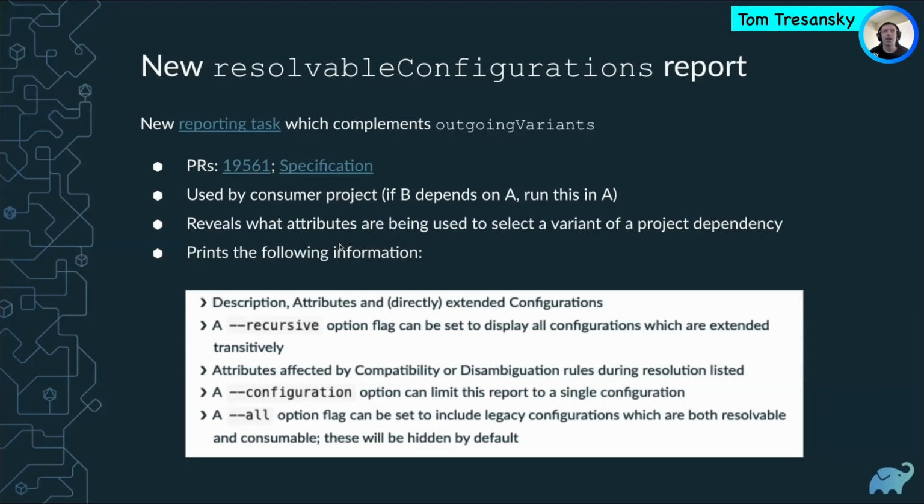This is a new report that we added called the Resolvable configurations report. This is the complement of the outgoing variants report. In that producer-consumer scenario, this is a report you would run on the consumer side, and it would give you similar information: what attributes are on the configurations that I'm trying to resolve. By running these two reports together in a producer-consumer scenario, you can get to the bottom of why a particular variant was selected and others not selected.